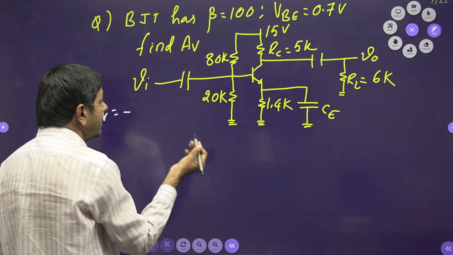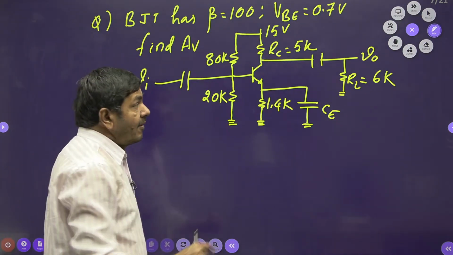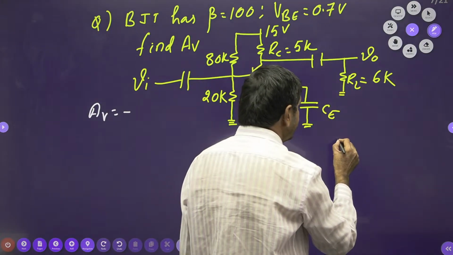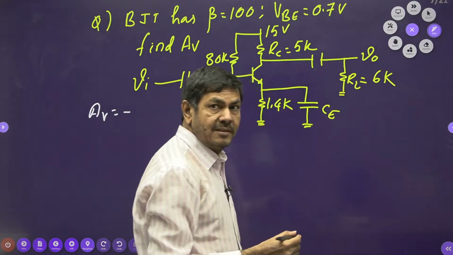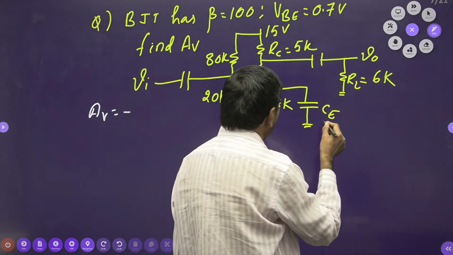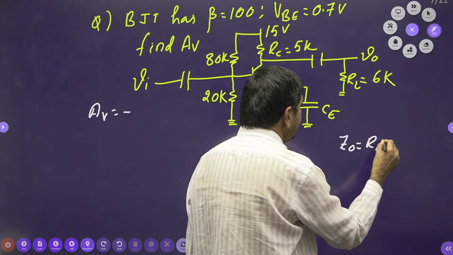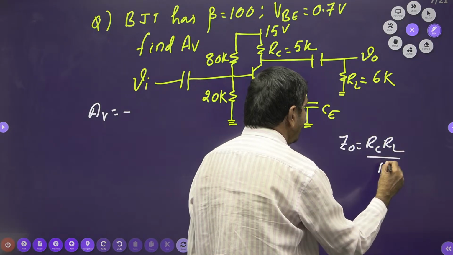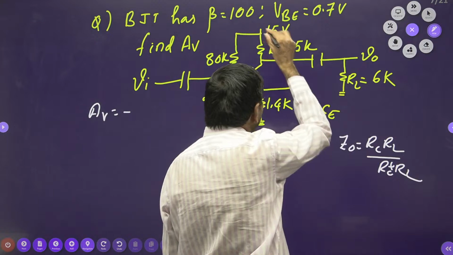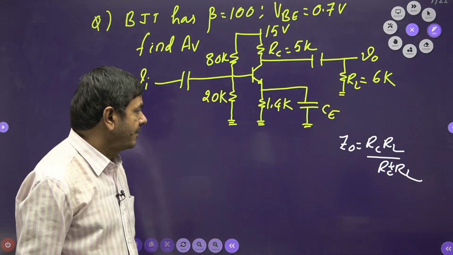Minus RC, when only RC is connected here. But RC and RL are connected in parallel here now. I said already, output Z0 equal to RC I gave. Here Z0 equals RC RL by RC plus RL is possible, because ground will come and those two are in parallel, as I explained already.